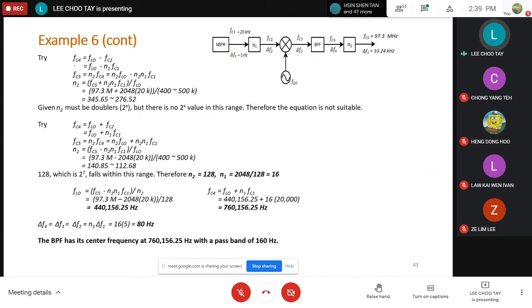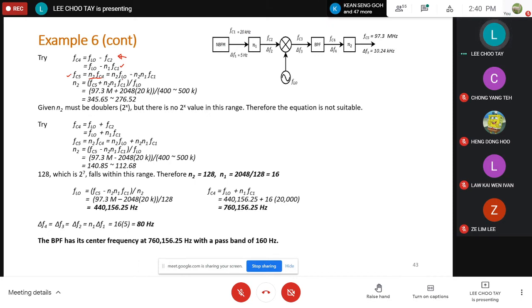So now we do not know which is the correct FC4 that we should select, so we have to try some of the numbers. Let's try FC4 equals FLO minus FC2. What is FC2? FC2 is N1 FC1, right? We only know FC5 and FC1, so link FC4 to FC5. FC5 basically is N2 FC4, right?